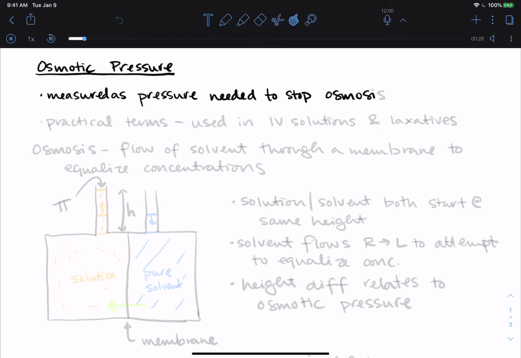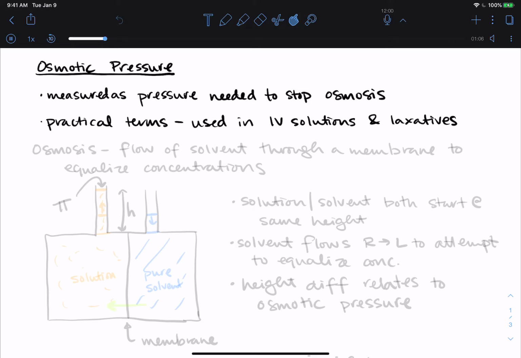We use this in a practical sense. Osmotic pressure is a thing that we care about in practical terms. It is used when looking at concentration in IV solutions and when thinking about laxatives. So this is something that gets used in a practical sense in the medical field.